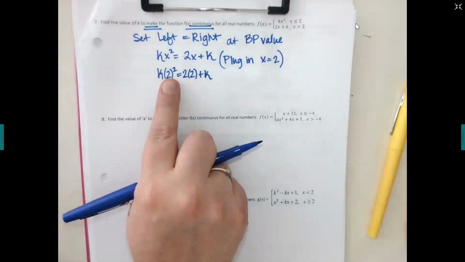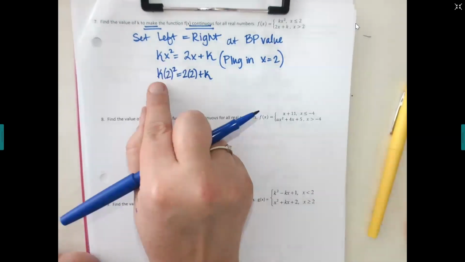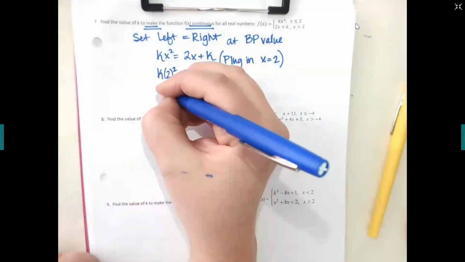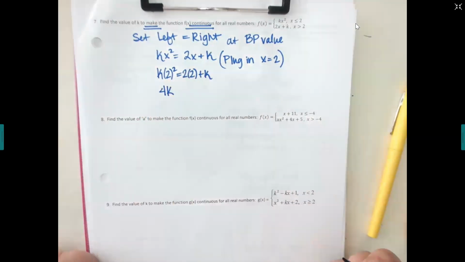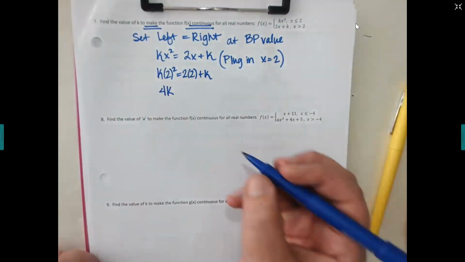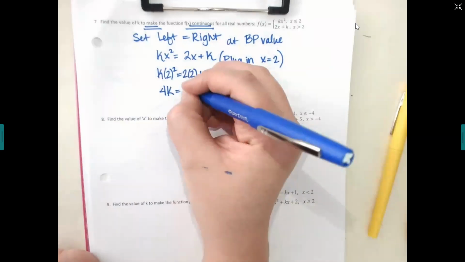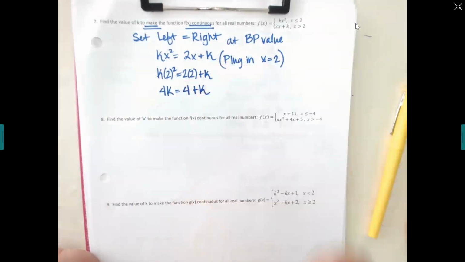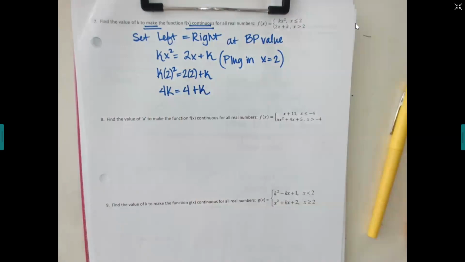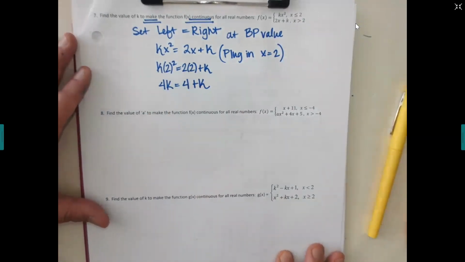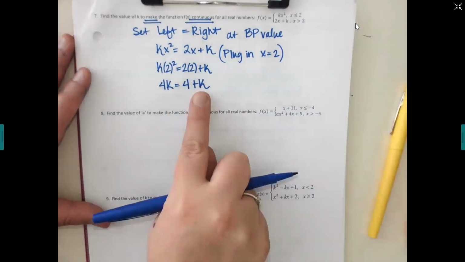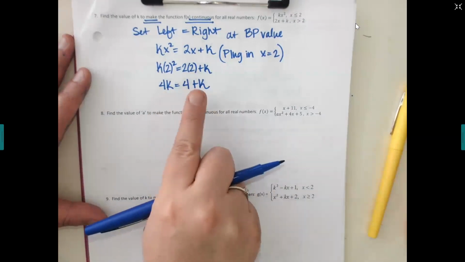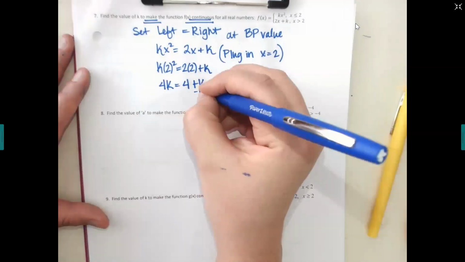What's my 2 squared right here? And then k times 4 is the same as 4k. On the other side, 2 times 2 is 4 plus k. And then what do we do to solve from here? How can I get this k over to the other side if it's a plus k right now? Minus it. So I'm going to minus my k across.